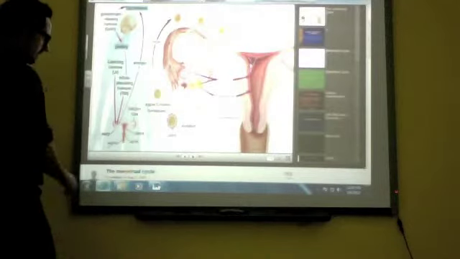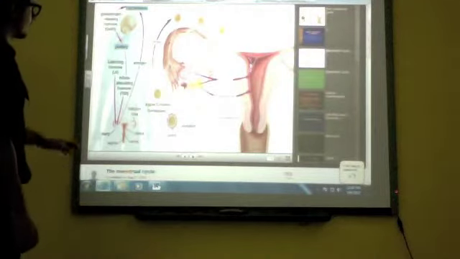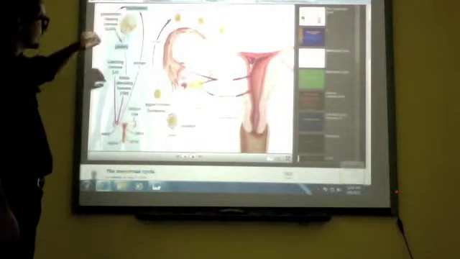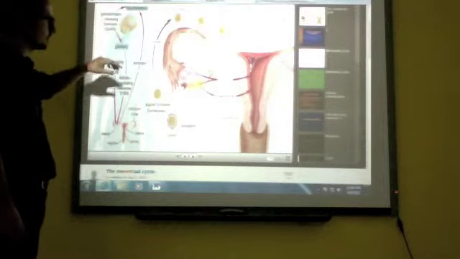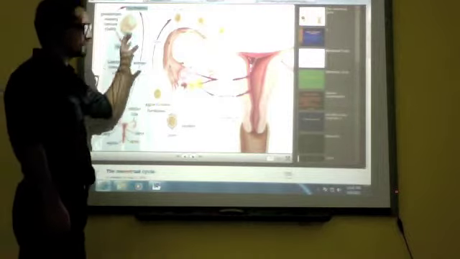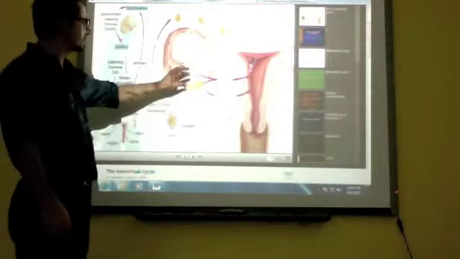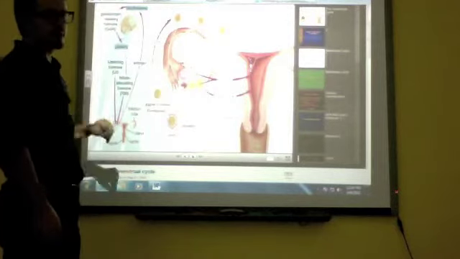Here we can see a perfect graph that shows us the glands where the hormones are produced and the targets of those hormones, the target organs, in this case the ovaries and the same glands.